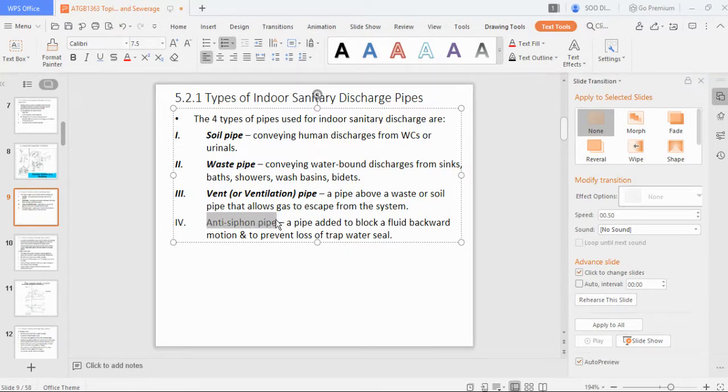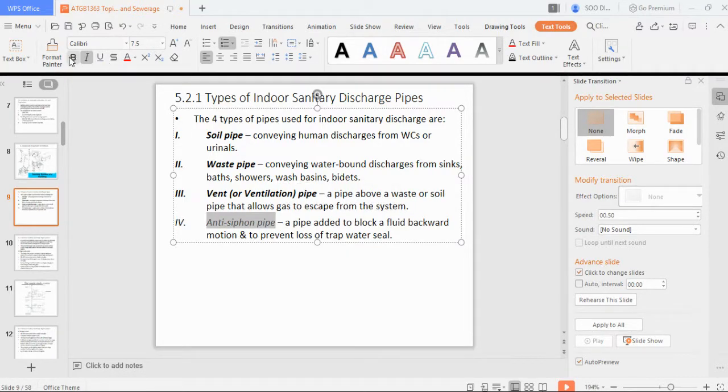And then we have an anti-siphon pipe. This is to block the fluid from flowing backwards and prevent a loss of the water seal. So these 2 types of pipe are very important. Usually you won't be able to see all these 4 types of pipe in a house. So for your assignment, I don't expect you to go and find where the pipe is, because you will not be able to find it.